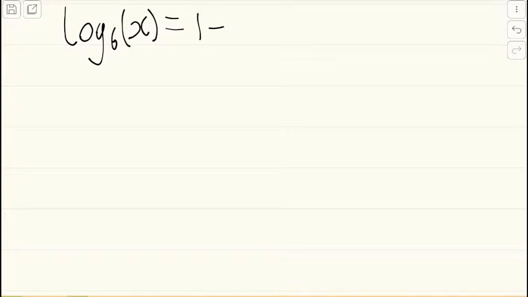Hello guys, in this video we're going to be looking at some more equations with logarithms, and we'll get straight right into it. So this will be the first example that we'll look at. That's going to be log to the base 6 of x equals 1 minus log to the base 6 of x plus 1.